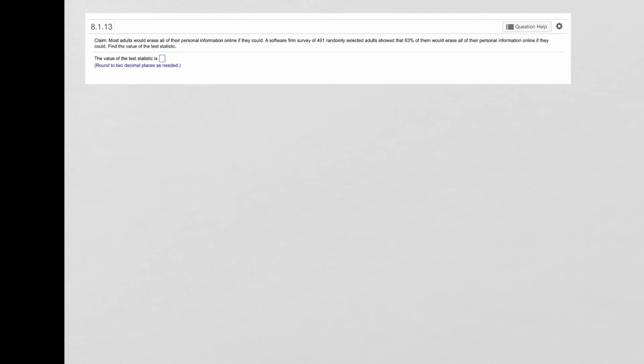In this problem, we want to test the claim that most adults would erase all of their personal information online if they could. So once I have the claim identified, I'm going to get started by writing the null and alternative hypotheses. Since it says most adults, that means more than 50%.